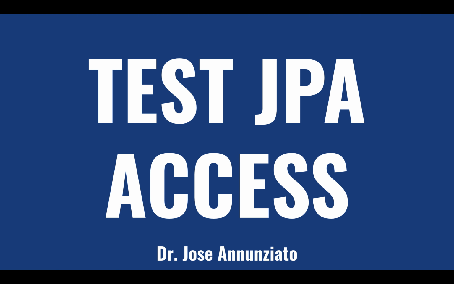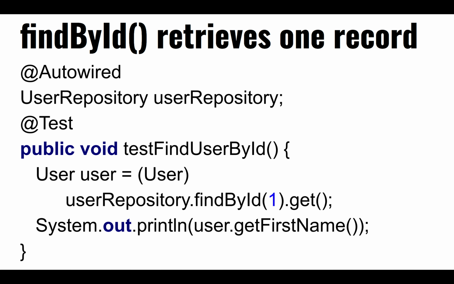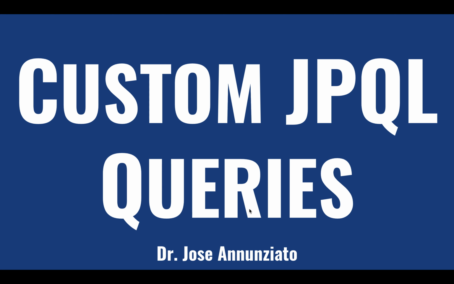We inserted a couple of records in there, and we tested it by using the repository to retrieve the data using some of its standard API, such as find all, find by ID, delete, save, and whatnot, to interact with the database through the repository. These are some of the standard API that JPA provides to interact with the database. Find all, find by ID.